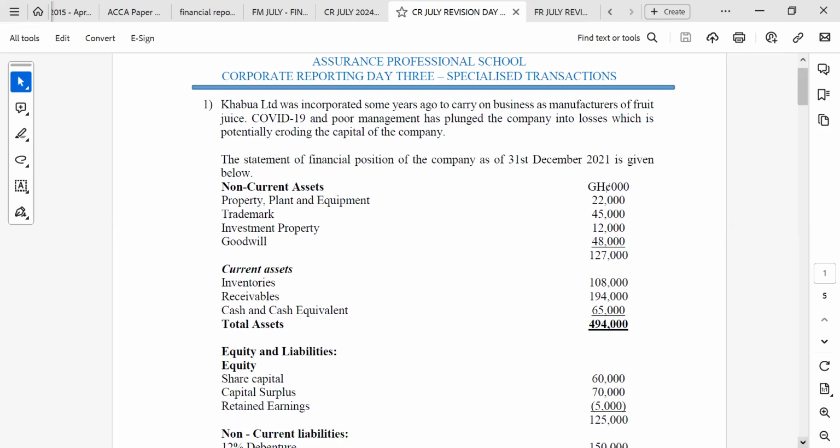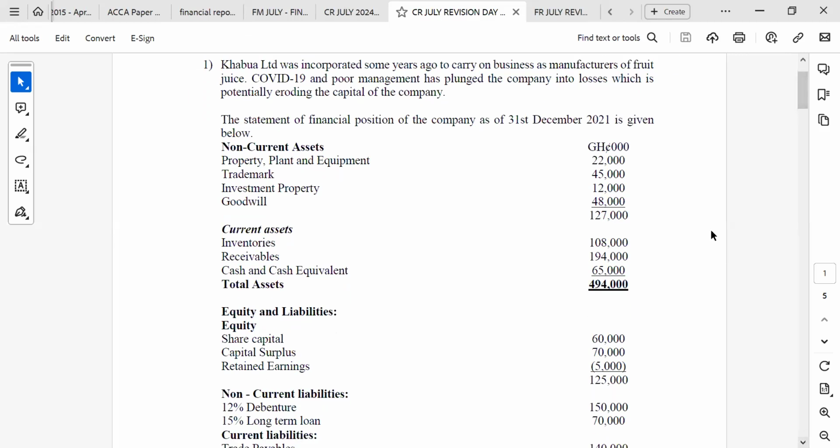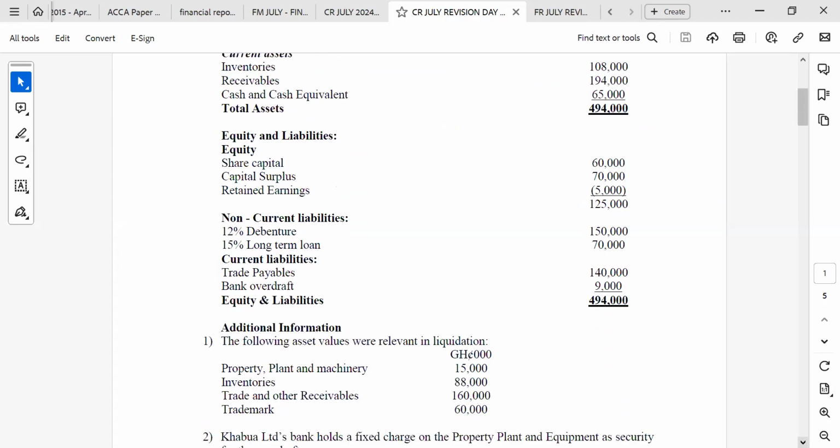Question 1. Abwa Limited was incorporated some years ago to carry on business as manufacturers of fruit juice. COVID-19 and poor management has plagued the company into losses, which is potentially eroding the capital of the company. The statement of financial position of the company as at 31st December 2021 is given below.